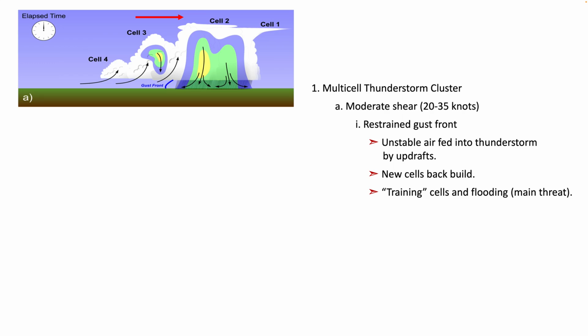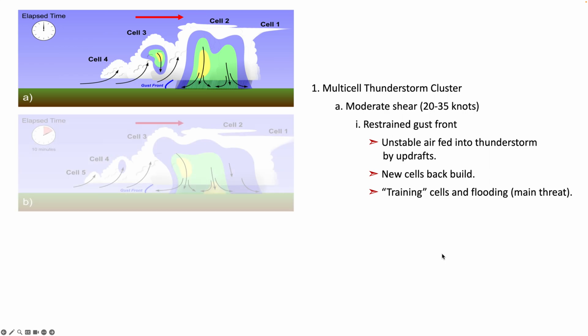So when we get training thunderstorm cells, what we have is this multi-cell cluster that's basically moving in one direction, and these back-building cells are training over the same areas. These areas that experience training are getting thunderstorm after thunderstorm after thunderstorm. And this can go on from an hour to several hours. The longer the training goes on, the more thunderstorms continue to form over the same areas, the more severe the flooding will be. So flooding is really the main threat from these multi-cell clusters.